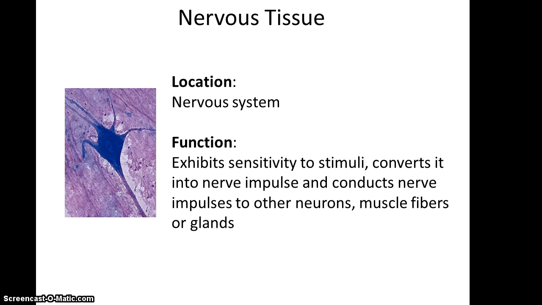So, nervous tissue obviously is located in the nervous system, which would be the brain, spinal cord, and nerves that stretch out of the spinal cord. Its function is to be sensitive to stimuli and detect those stimuli, to then convert that into a nerve impulse and conduct it along the length of the neuron, and eventually to other neurons or muscle fibers or glands. That is it for part 1 of this lecture.